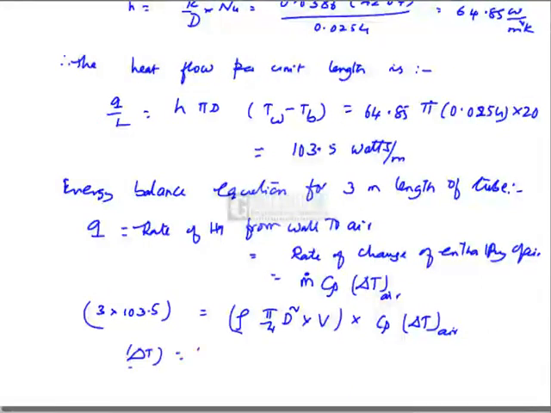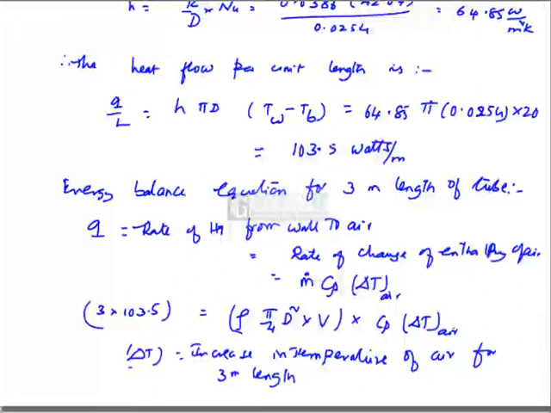Therefore, the increase in temperature of air for 3 meter length is calculated as 40.04 degrees Celsius. Density is given, diameter is known, that is 0.0254, velocity is also known, that is 10 meters per second. Cp is given. Please keep the Cp in joule per kg degree Kelvin, because Q we have calculated in watts per unit length.